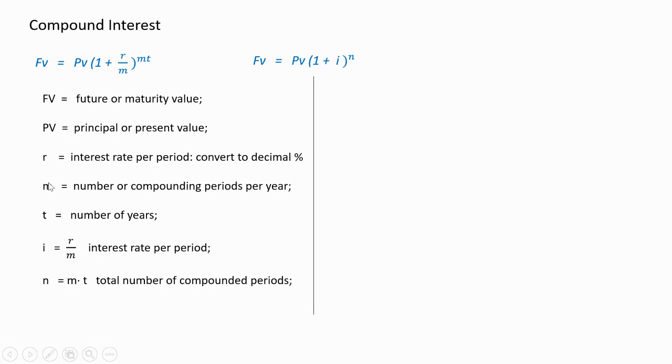Now this is new here. The m stands for the number of compounding periods per year. And the t is the same as before, time in years. And i is equal to r divided by m, which is the interest rate per period. And again, I repeat, the i replaces r divided by m, which will be easier to put in the calculator. And the n is m times t, which is the total number of compounded periods. Okay, now, here are key words for compounded.